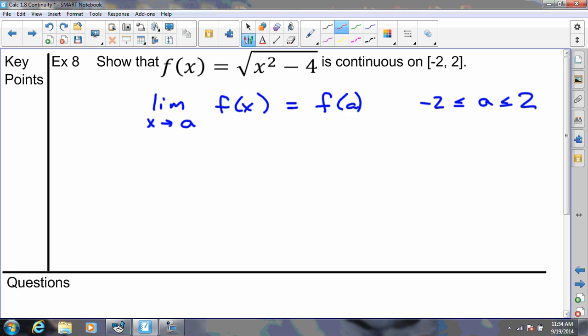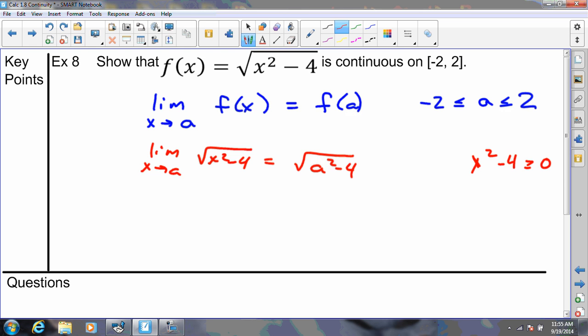One piece that's kind of nice, let's take the limit as x approaches a of the square root of x squared minus 4. Well, we could do direct substitution and say that's the square root of a squared minus 4, as long as it makes sense, as long as it's defined. Is the function defined for the a values we picked? Our domain would have been, this stuff has to be positive. So we'd say plus 4, x squared is greater than or equal to 4 will work for the domain. Take the square root, and x has to be greater than or equal to 2, or x has to be less than or equal to -2. This is our domain.